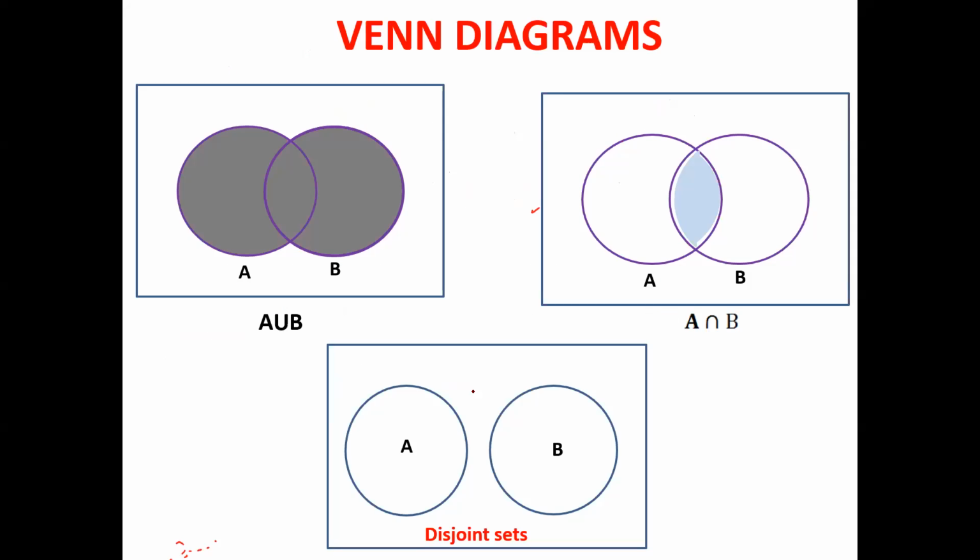Next important concept is the Venn diagram. We are going to do numerical sums based on Venn diagrams. This is A union B, A intersection B, and disjoint sets; A minus B is empty, A difference B.